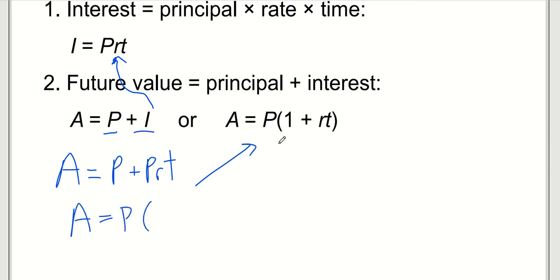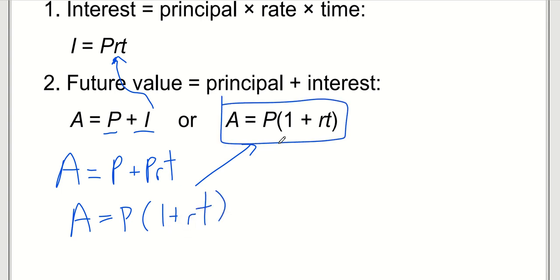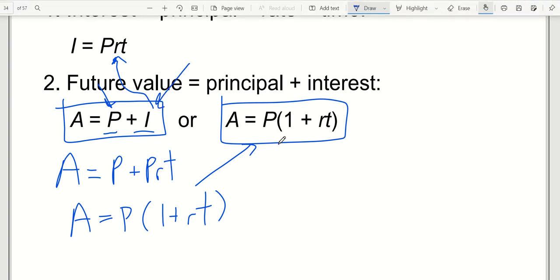This is what we call factoring. We can pull out that common factor of P, and that would give us a formula for the future amount. It's A equals P times the quantity 1 plus rt. For most of us, just using this basic formula should be sufficient. We already would know up front how much money we borrowed or invested. We can very quickly calculate the interest, and then that future amount is just the sum of the two, principal plus interest.